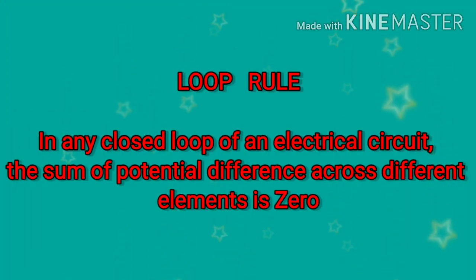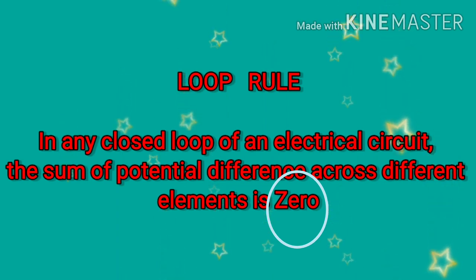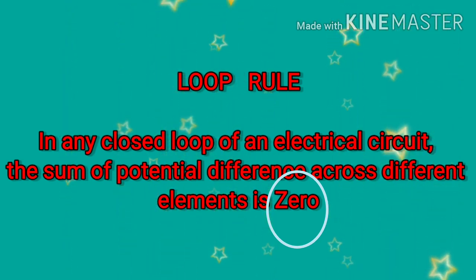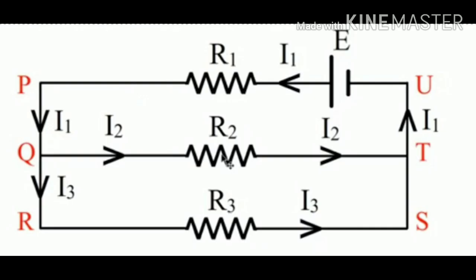The second rule is the loop rule. In any closed loop of an electrical circuit, the sum of potential differences across different circuit elements is equal to 0. That is, the total potential difference in a closed circuit is equal to 0. See the given circuit. This is a complicated circuit. We can find out currents through each branch by using Kirchhoff's rule.